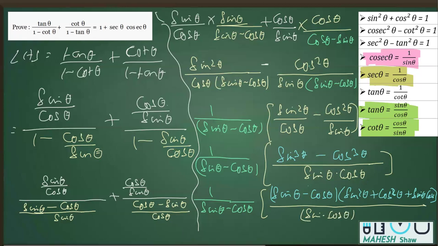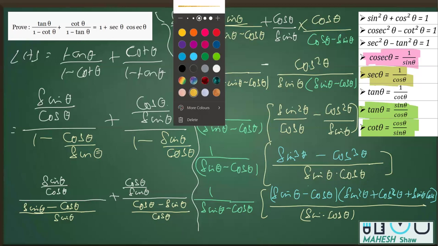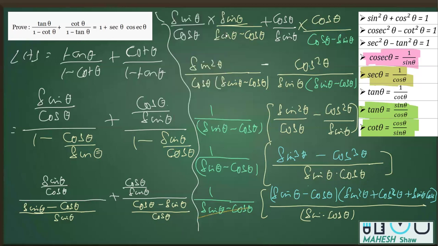Now check here, this gets cancelled. You can see that this and this can be cancelled, as it is sine minus cos, because they are multiplied. So since they are multiplied, we can cancel them. So I'm cancelling this, and this gets cancelled. So what we are now left with, let's figure out, we need space.